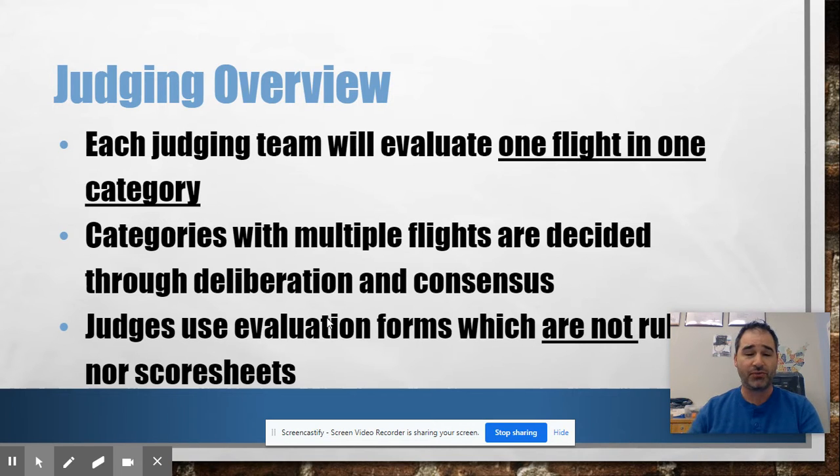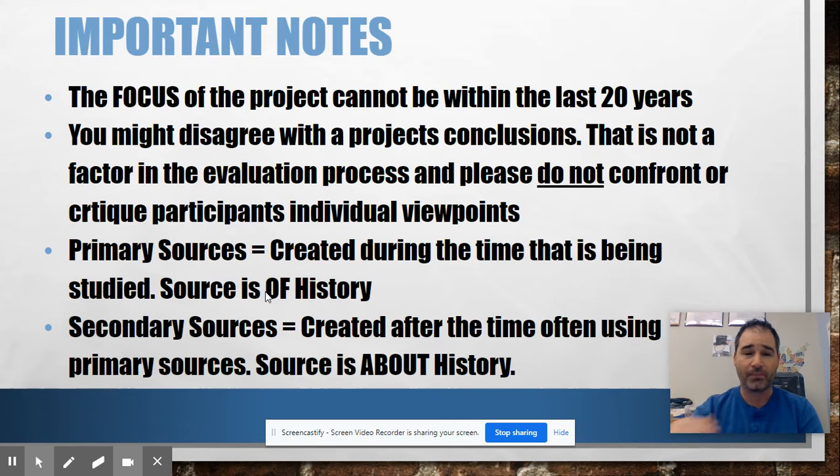You're going to use the evaluation forms, which are not really rubrics and they're not score sheets. So when you get together to deliberate and have consensus, just remember that your interpretation of the rubric vocabulary might be slightly different than the other judges. So those evaluation forms should be used as notes, which can then be used to make your final decisions. The judges' final decisions are final. I can't override them. The state director can't override them. So it's really up to you to pick the projects you think are the most deserving to advance to the next category, or to the next level.